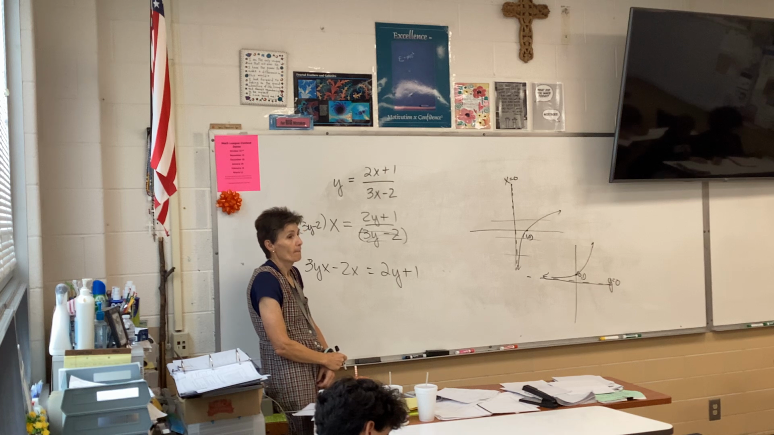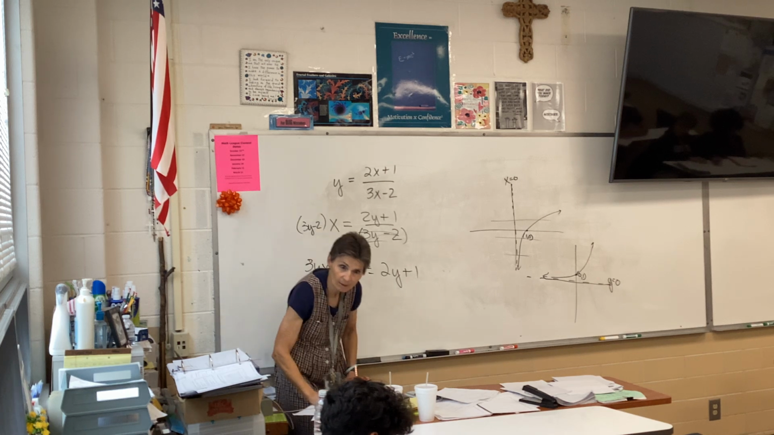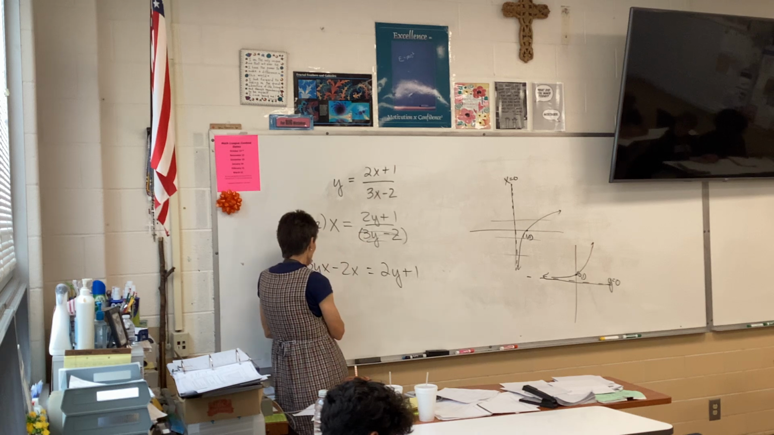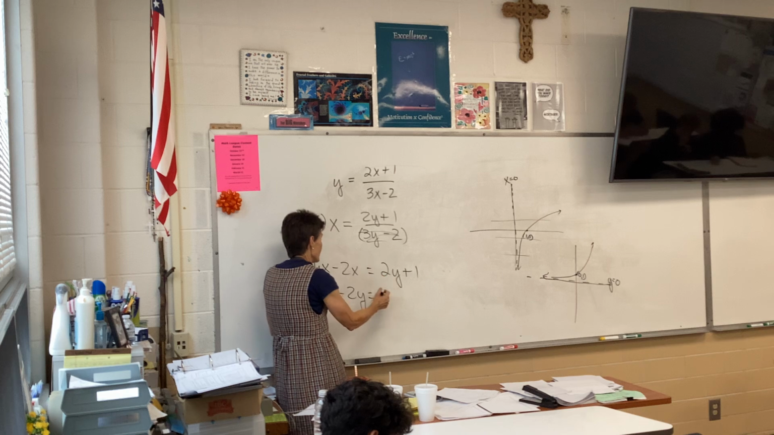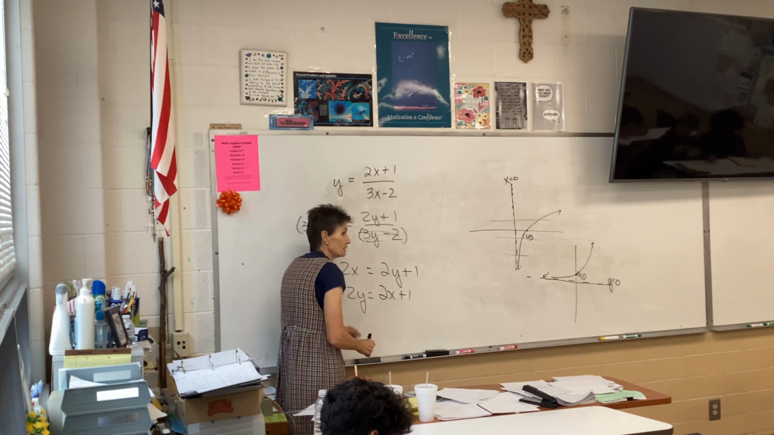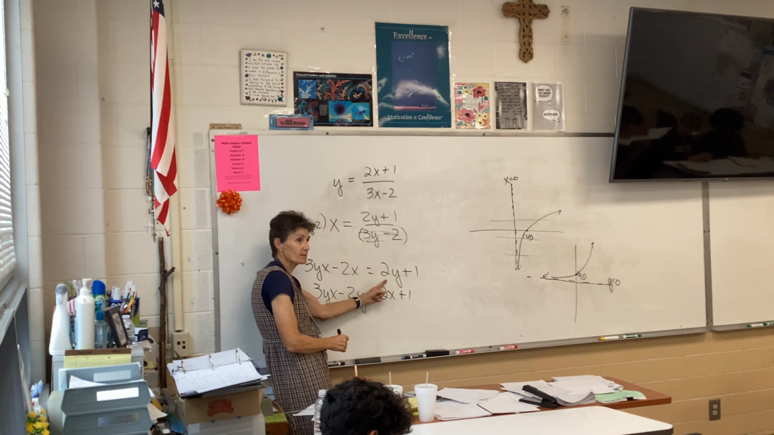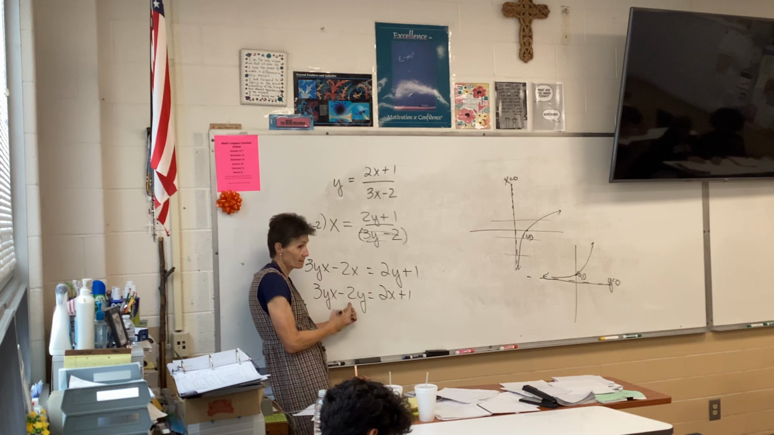Now what? If the y's are on the same side, Keller Brown, you're awesome. So 3yx minus 2y and 2x plus 1. So I'm going to add the 2x over, because it doesn't have a y, and I'm going to subtract the 2y, because it does have a y.